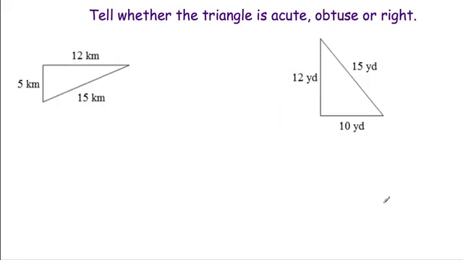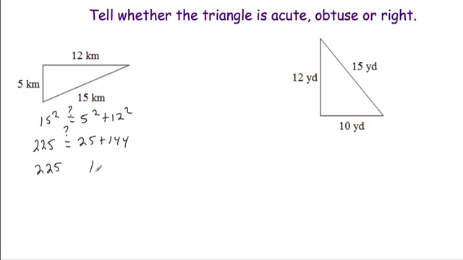So tell whether these are acute, obtuse, or right. Again, 15 squared, the biggest one's all by itself. Is 15 squared equal to 5 squared plus 12 squared? If it's equal, then it would be a right triangle. So 25 plus 144 is 169, and this is 225. Well, 225 is bigger than 169. Therefore, this is going to be obtuse.